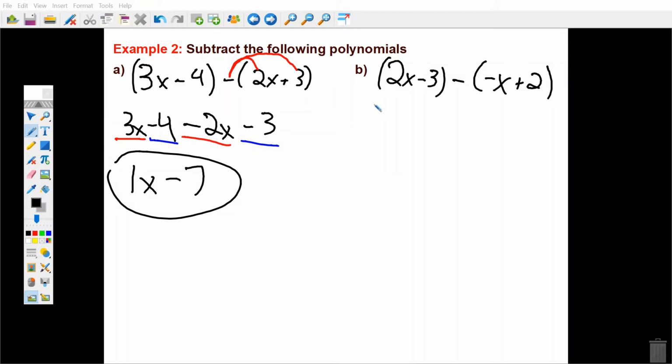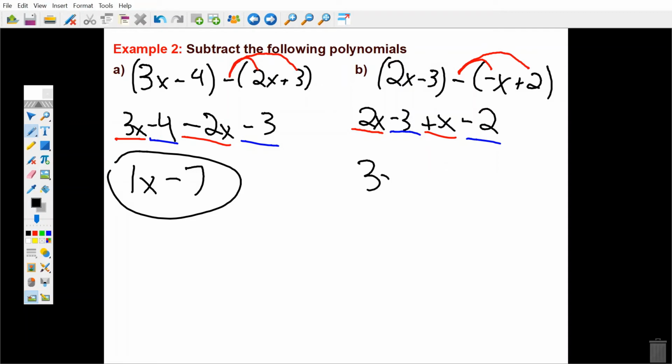Let's try that again here. The first set of brackets just disappears. There's nothing to change it. Here I've got a negative sign, so I have to distribute that to both of those terms. Negative 2x is now going to flip, negative x is now going to flip to positive x, and positive 2 will flip to negative 2. Next we gather our like terms, 2x and x, and negative 3 and negative 2. 2x plus 1x is 3x, and negative 3 minus 2 is negative 5.